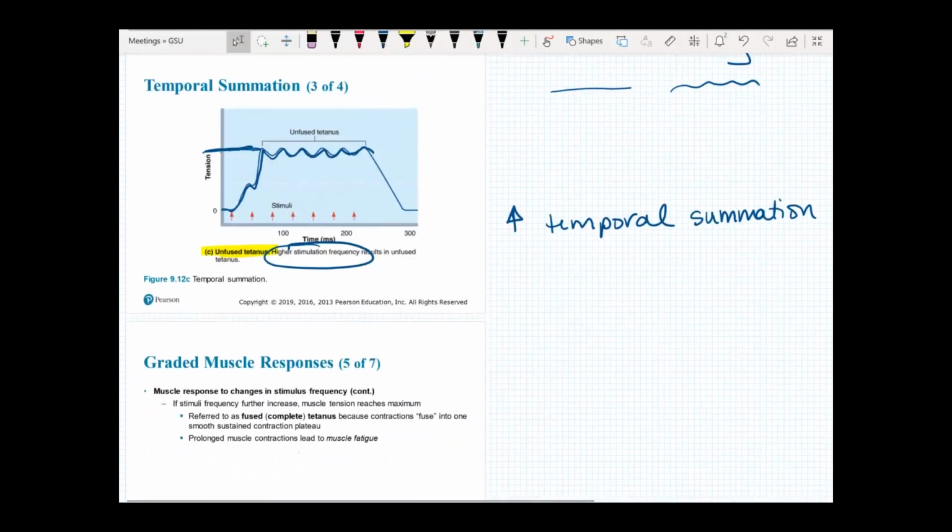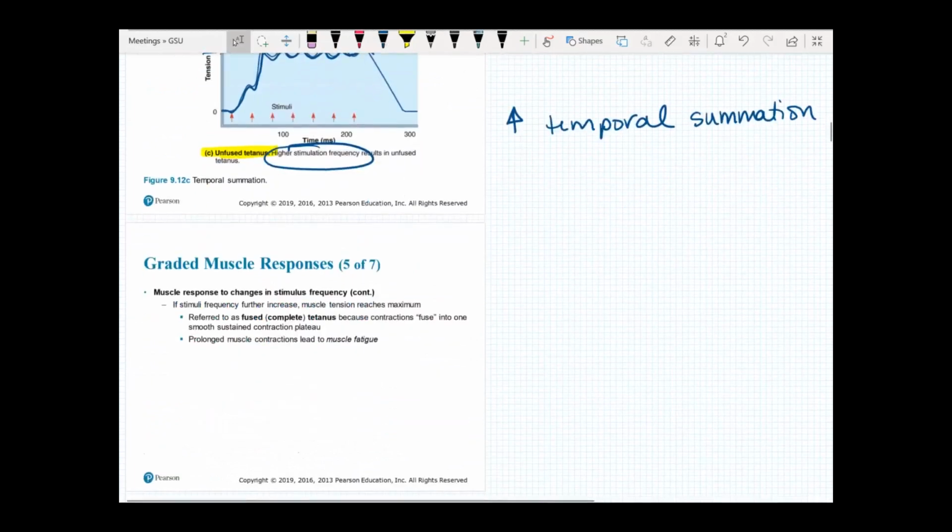Then you can also do something if you're going to increase this stimulus frequency and really keep increasing it. It can increase further than this. So if the stimulus frequency increases more, which means we're going to have more of these lovely little guys telling it to go, you're going to hit maximum even more. So that's going to lead to something called complete or fused tetanus.